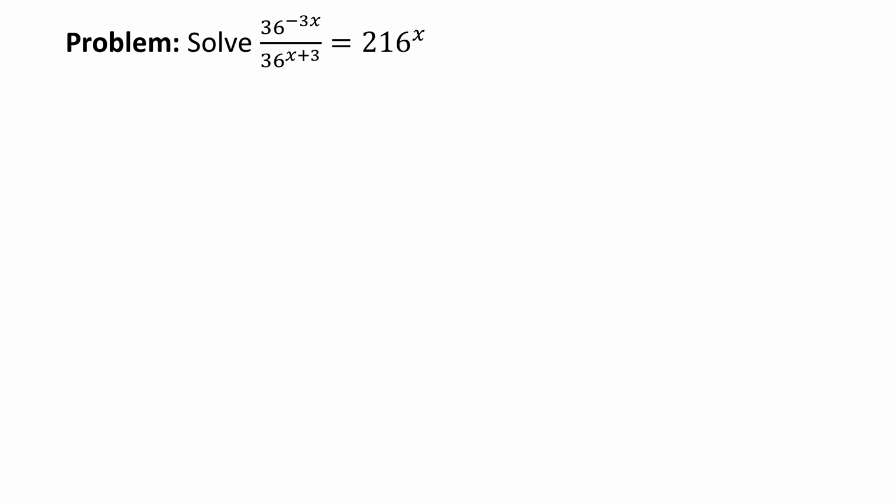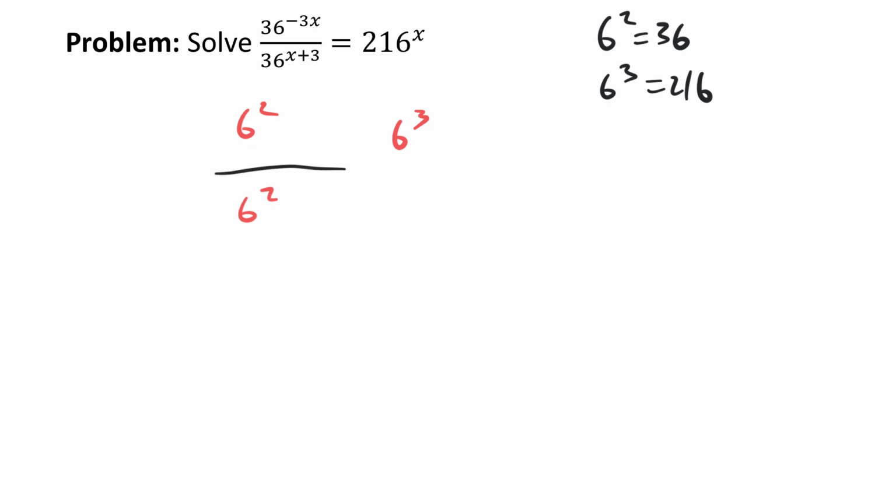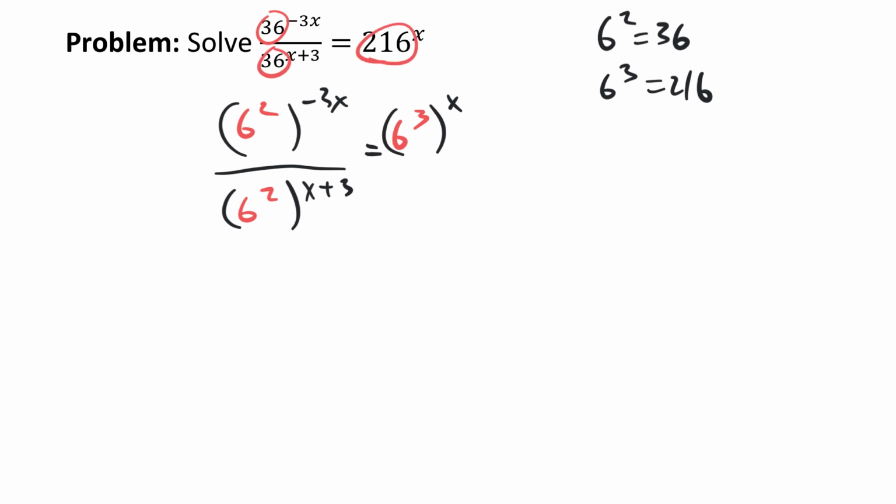All right. Let's try another one, and I would encourage you to pause the video and give this a try, see what you come up with. All right, so it looks like 6 squared is 36, and 6 cubed is 216. So we're looking at powers of 6 here. So we'll get a 6 squared, and a 6 cubed. Now that was our 36, so there's still a minus 3x. Still an x plus 3 here, and there's still an x outside. So we've replaced each one of these with a power of 6.